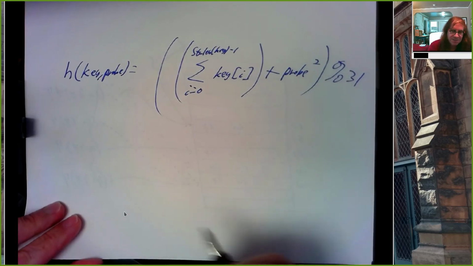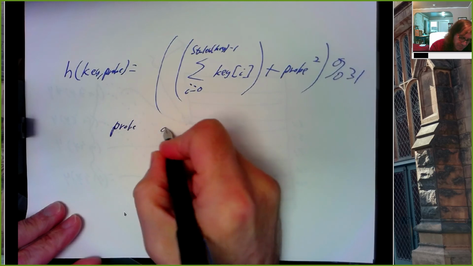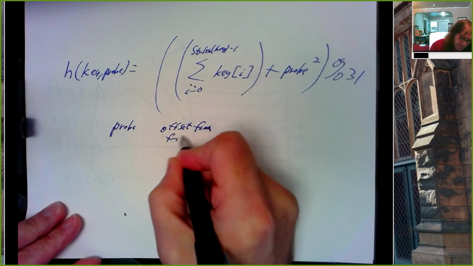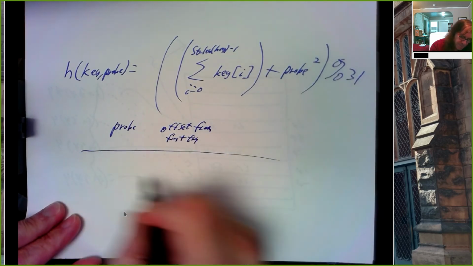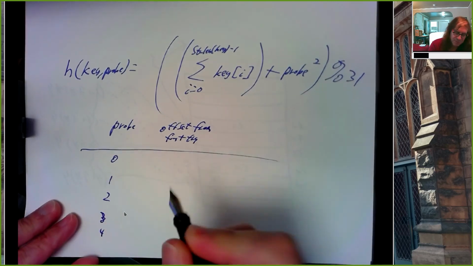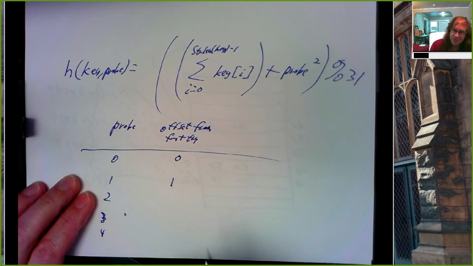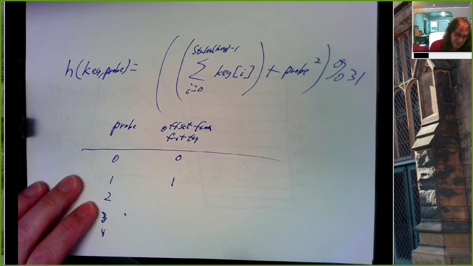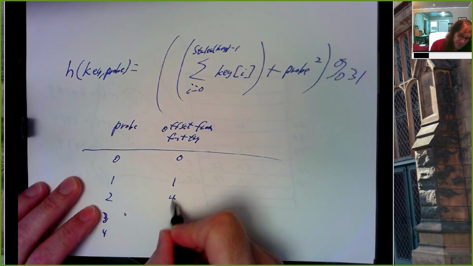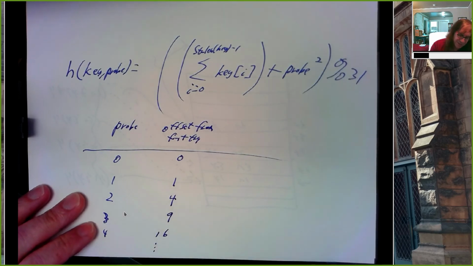All right, so what's the effect of our probe value? When we start off with a probe of 0, that's our first try. When we probe with a 1, we try a spot 1 space down from our original try. If we rehash with a probe of 2, now we try 4 spots down from our original, and then 9, and then 16, and then so on.